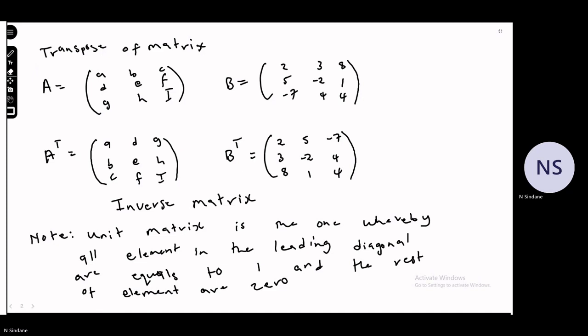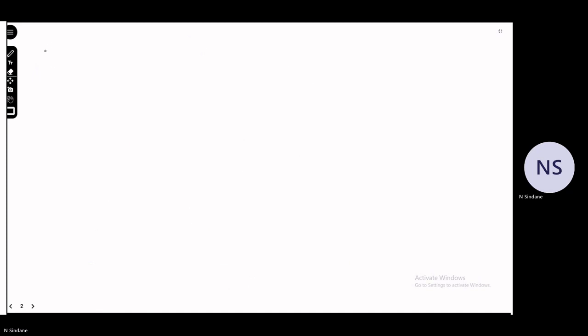So for a 2 by 2 matrix, your identity will be I equals 1, 0, 0, 1, right? The leading diagonal is this one, and the leading diagonal is equal to 1. And now we have to introduce what we call a determinant.